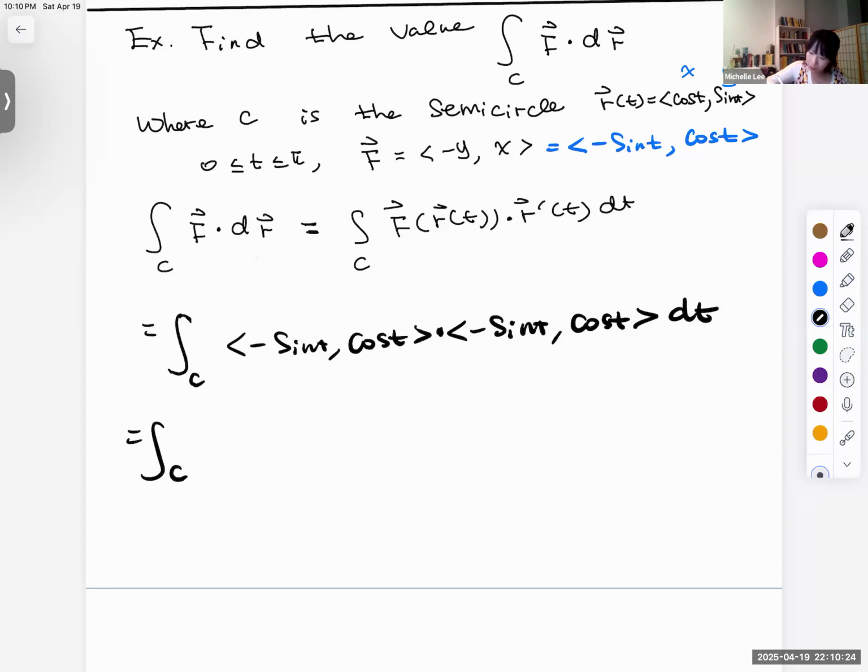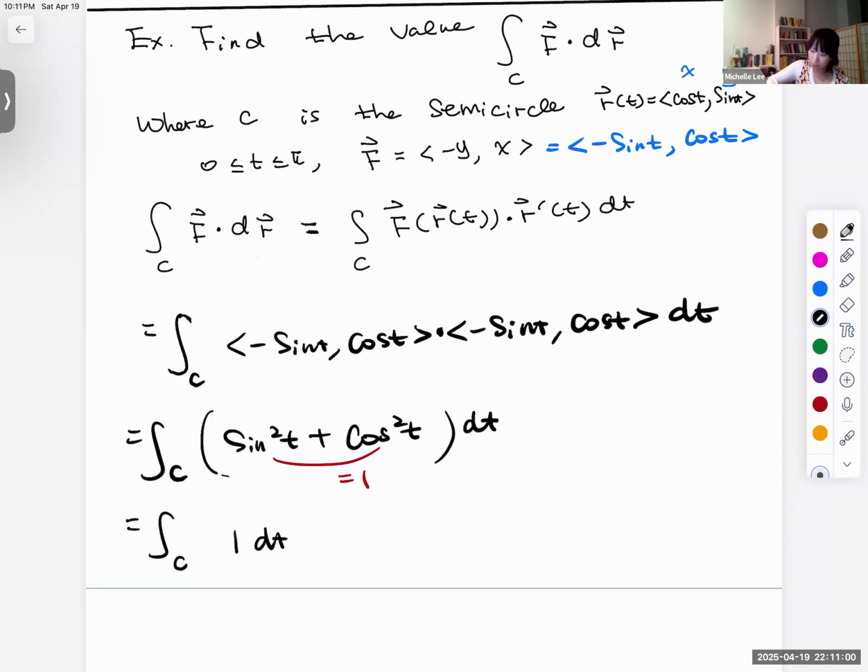So there will be sine square t. We multiply the first component with the first component, and then we add the second component with the second component. It's the dot product. So plus cosine square t dt. Okay, we knew this is 1. So there will be the line integral of 1 dt.